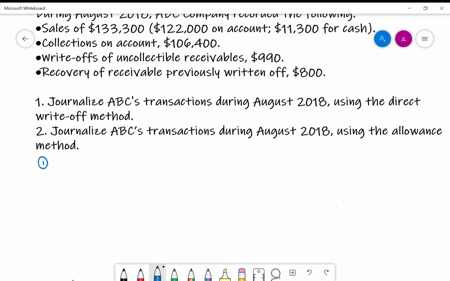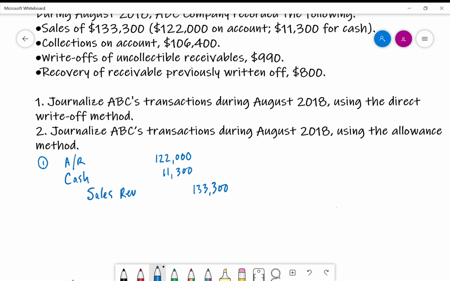And of course, the first thing we had was sales of $133,300, $122,000 on account. We ought to know that means we debit accounts receivable for $122,000. $11,300 in cash means we debit cash for $11,300, and then we're going to credit sales revenue for the total $133,300.